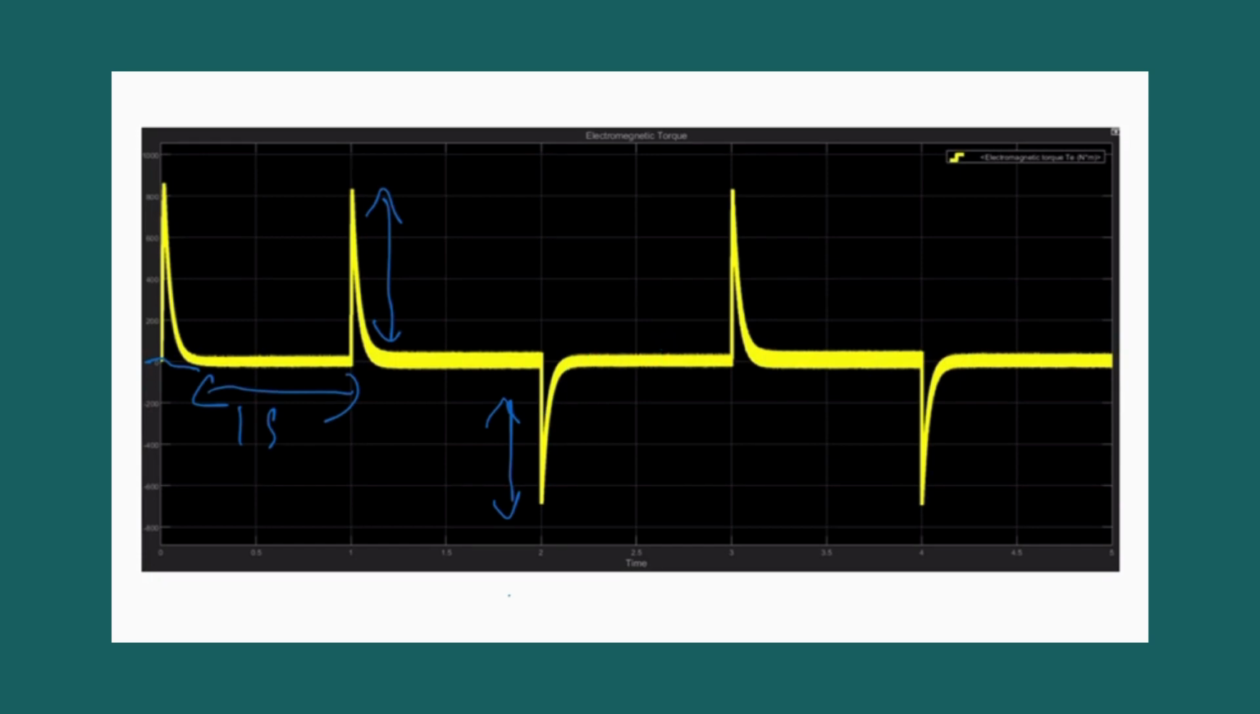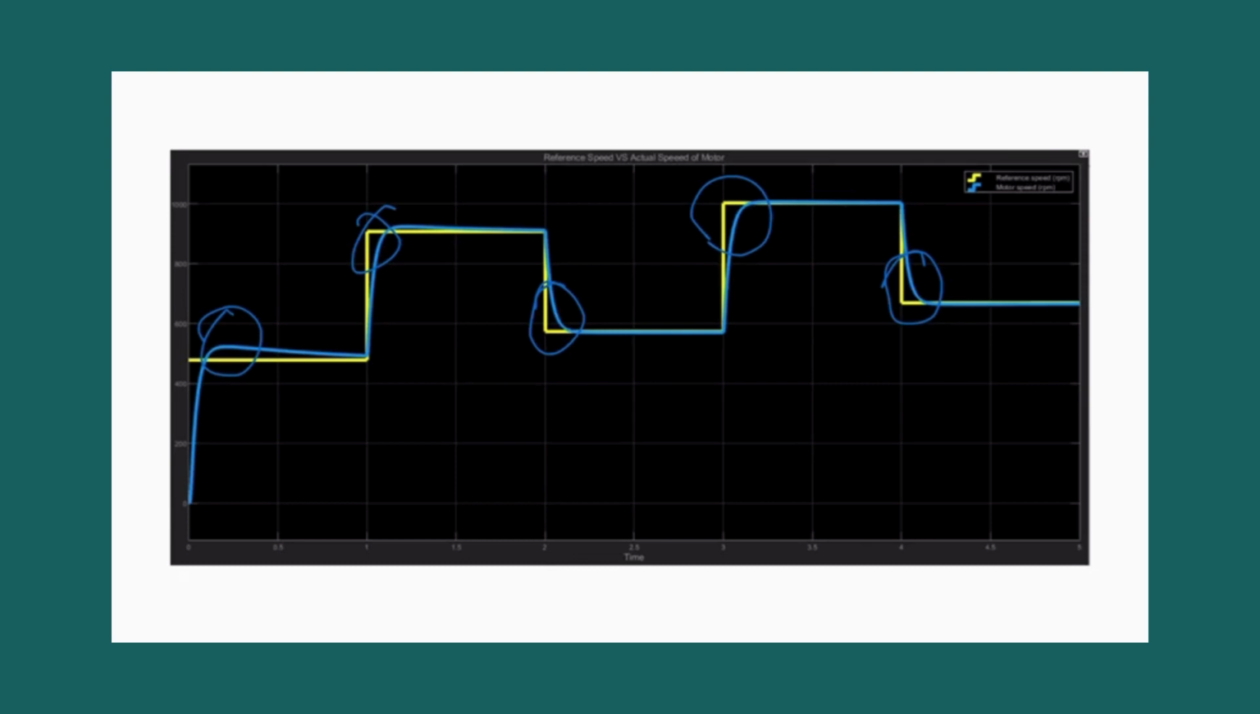So this is the torque graph, and the next one is the speed graph. First of all, we have a reference speed. The yellow one is the reference speed, and we want to know whether the motor speed can be controlled efficiently with the reference speed.